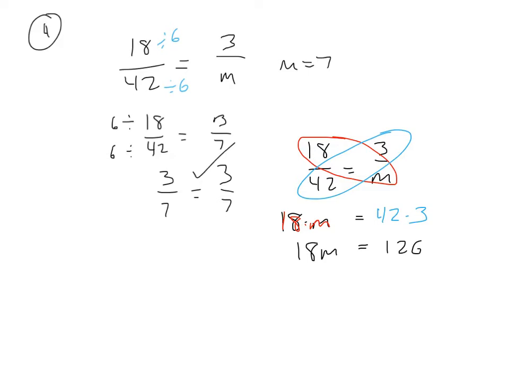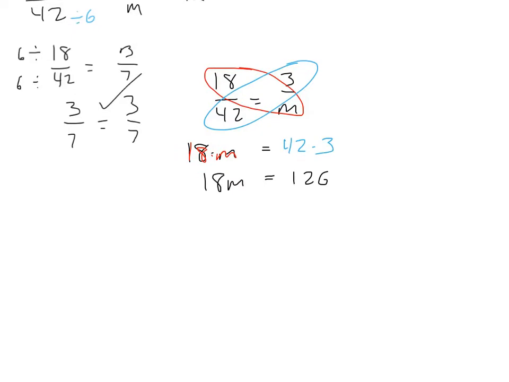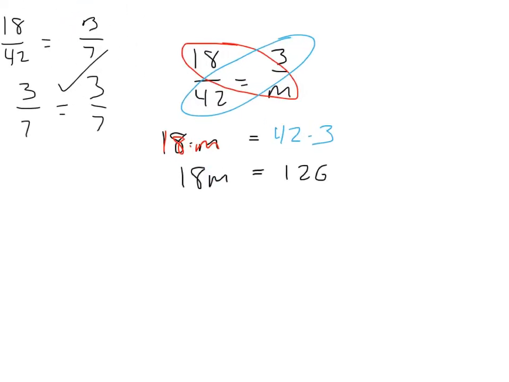All right, and now we really have what looks like a traditional equation, right? 18 times m equals 126. So how would we solve this? Well, remember, 18 is being multiplied by m. We do the inverse of multiplication, which is division. Divide by 18, divide by 18, cancels. M equals, and 126 divided by 18 ends up getting you 7.